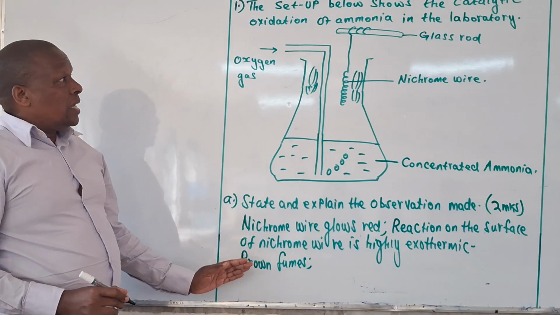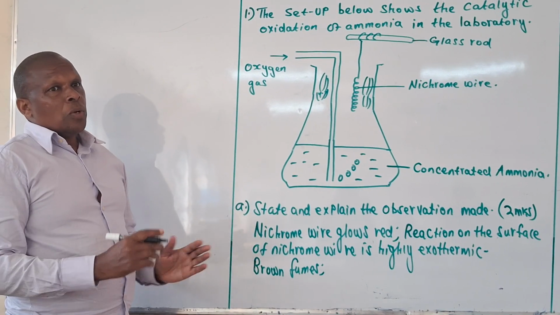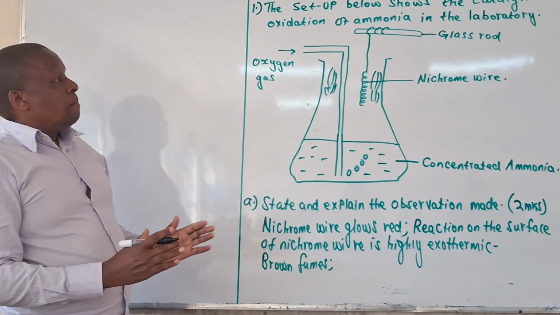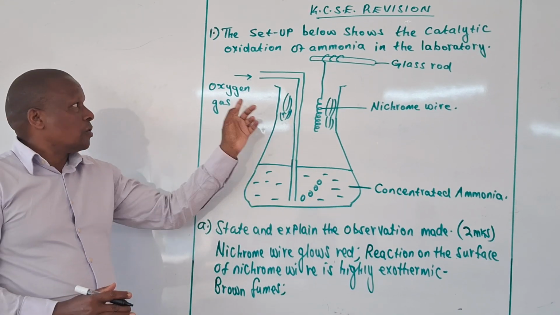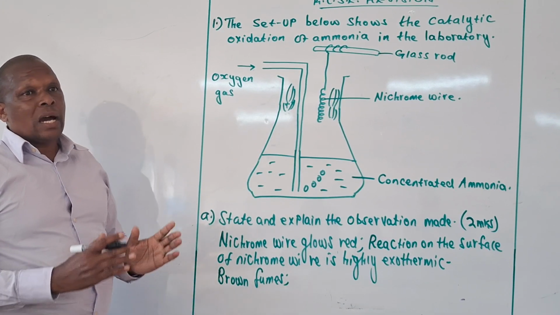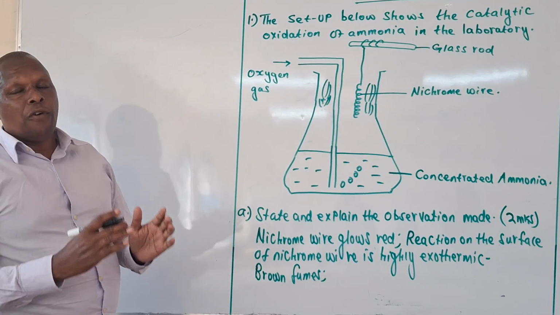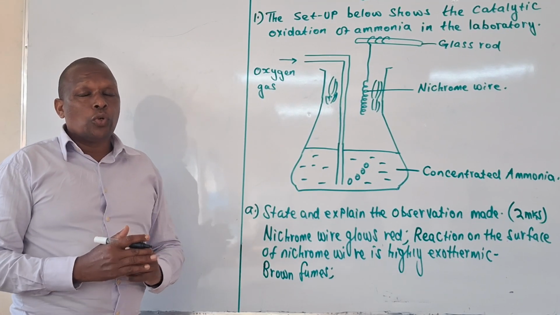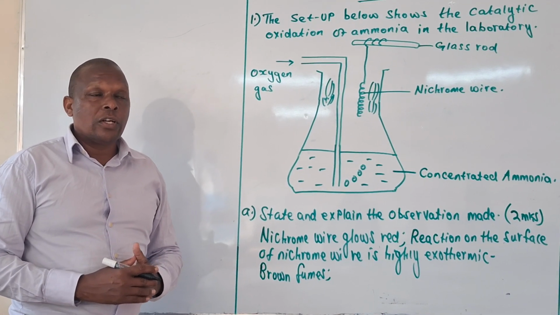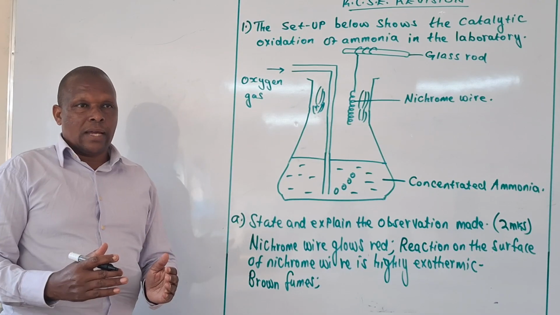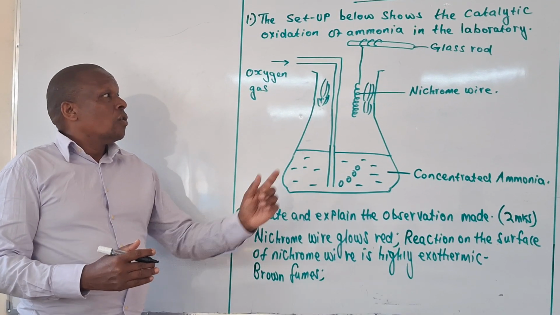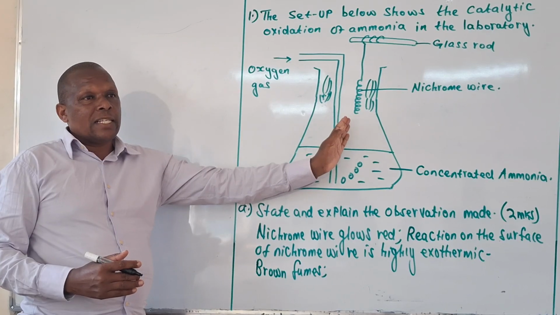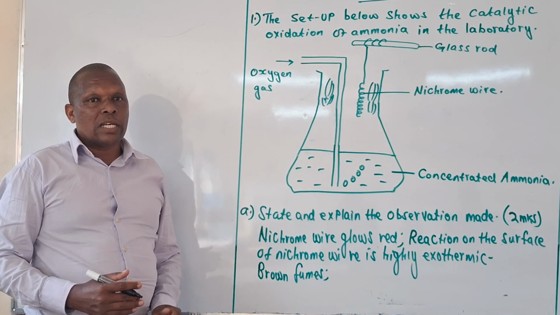Okay, how will we explain these brown fumes? We'll explain it using the reaction between ammonia and oxygen. This ammonia here and oxygen here. So when ammonia reacts with oxygen, they'll form nitrogen 2 oxide and water. Now the nitrogen 2 oxide will be readily oxidized by oxygen which is present in the flask to give us nitrogen 4 oxide, which is red brown.